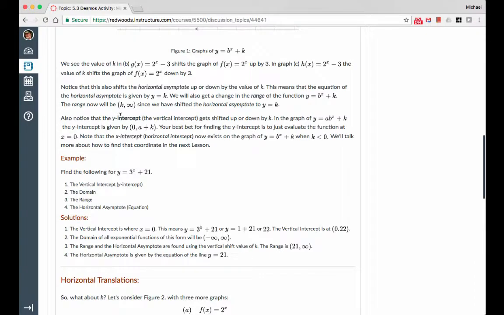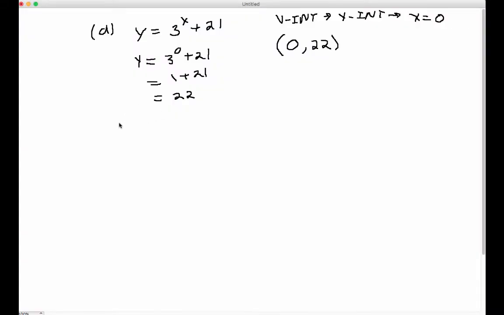Okay, let's look at part B, or number 2. They want to know what the domain of this function is. All exponential functions have the same domain, and it's pretty nice. We just have to remember that it's from negative infinity to positive infinity.